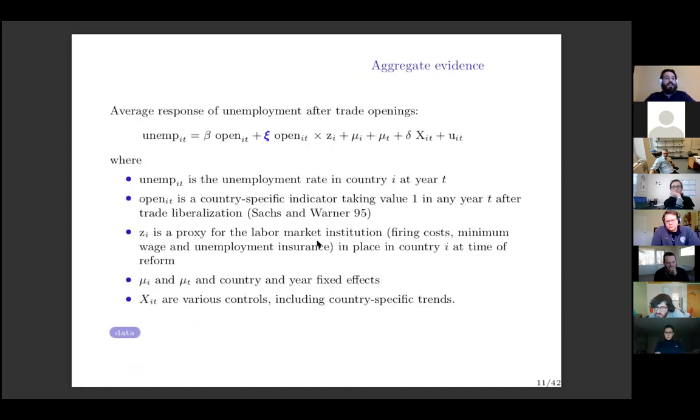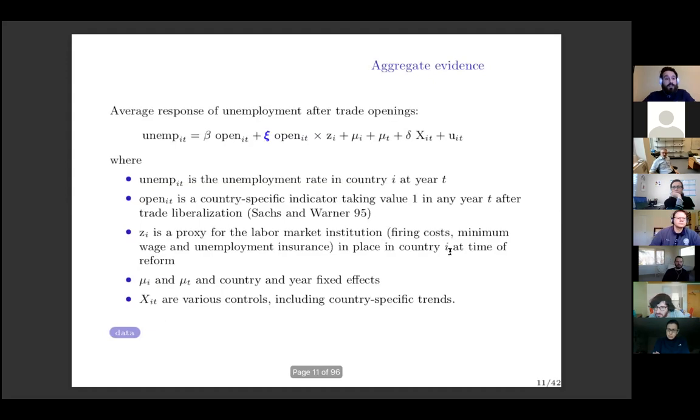So to speak about this, I am estimating a simple linear panel data model where I relate the unemployment rate of country i at time t to the dummy for openness, and to an interaction between the dummy of openness and the level of labor market institutions, those that I already mentioned: firing costs, minimum wage, and unemployment insurance, controlling for country and year fixed effects and a bunch of other controls, including also country-specific trends.